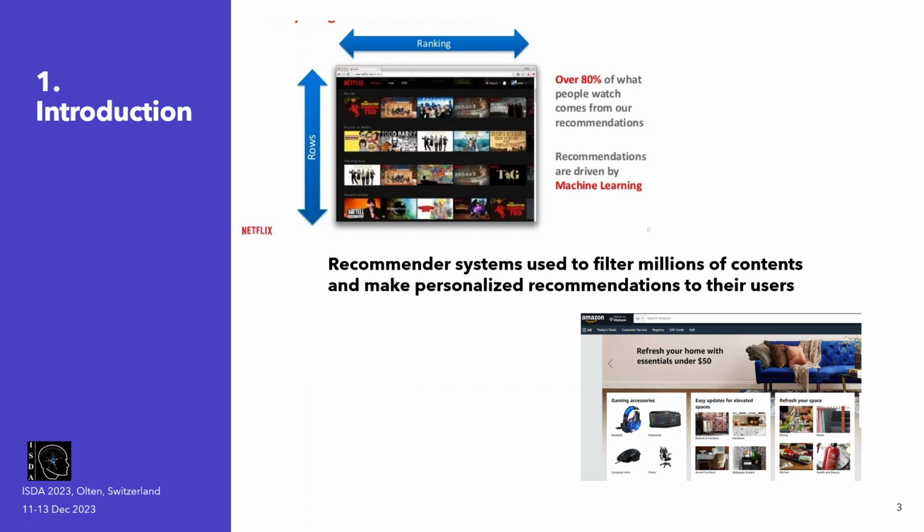As we know, nowadays the online platforms like Netflix and Amazon provide a lot of products or movies for the user. Because of the loss of products, we can imagine the user cannot find the suitable item for their favorites. That is the reason the recommendation system appeared. The recommendation system is used to filter millions of content items and can make personalized recommendations to the user.